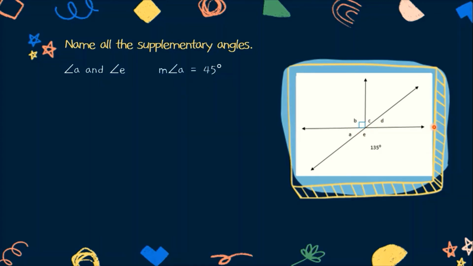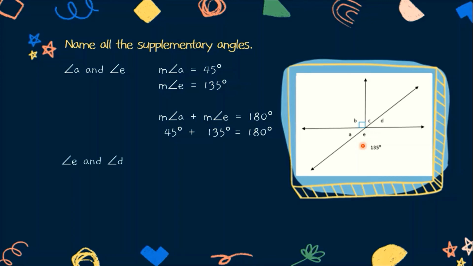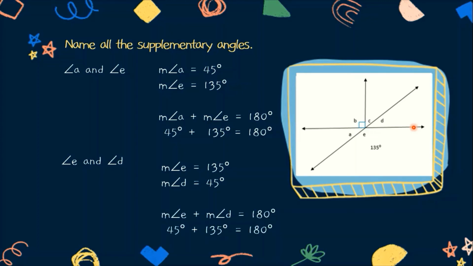We need to add their measures together. Angle A is 45 degrees and angle E is 135. Adding them together, 45 plus 135 is equal to 180 degrees. Therefore, A and E, these angles are supplementary to each other. They are supplementary angles. We also have another example of supplementary angle pair, angle E and angle D. Adding their measurements together, angle E is 135 and angle D measures 45 degrees. Add them together, 45 plus 135 is equal to 180 degrees.